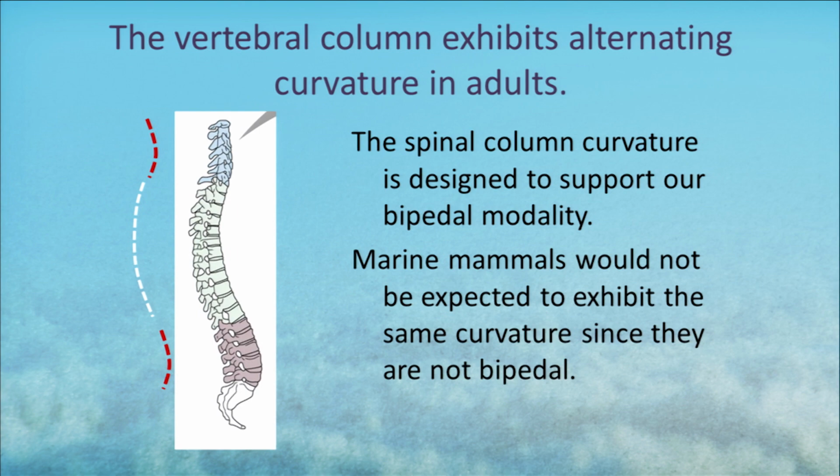And for us, that reflects the fact that we are trying to stand up and support our weight. So because we are bipedal organisms and we need to support our weight upright, and our spinal column actually helps us do that, we actually have curvature that kind of builds on itself.